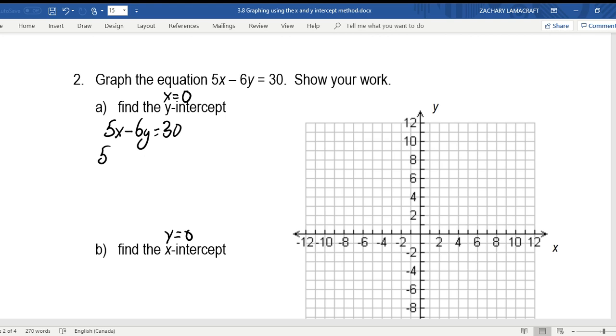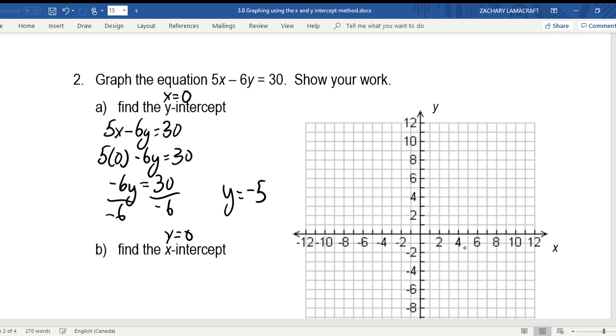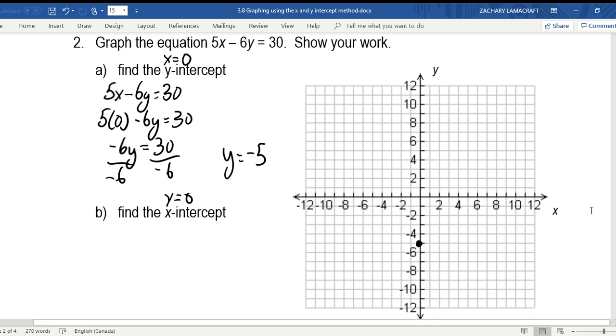We would sub in that 0 into the x spot. And 5 times 0 being 0, we'd be left with negative 6y equals 30. To get y by itself, we divide both sides by negative 6, giving us negative 5 as our answer. So y would be equal to negative 5. And we place that point on our Cartesian plane.